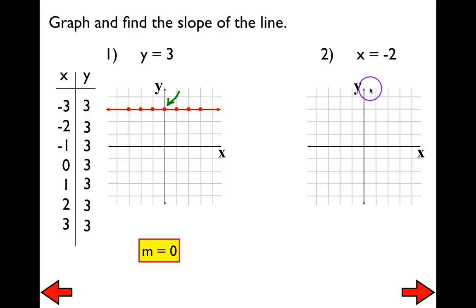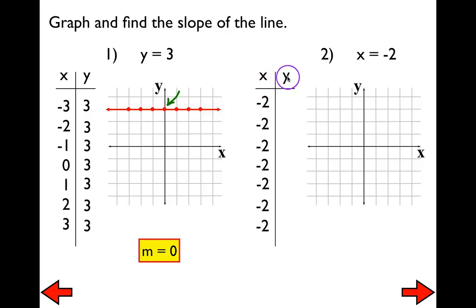Now looking at this example, I'm again going to create a table where all the x's are -2, since that's what it says. So all the x's are going to be -2, and I'm going to put that 7 times. What am I going to put for y? Well, I can put any values I want. In this case, I'm just going to go from -3 to +3. I'm going to plot my points and notice I end up with a vertical line.